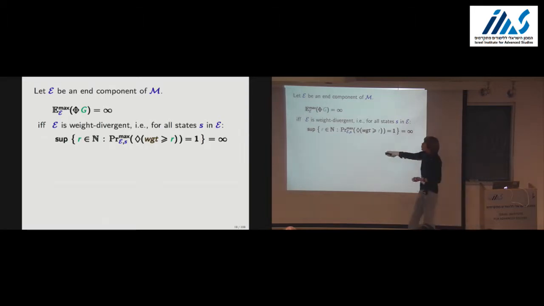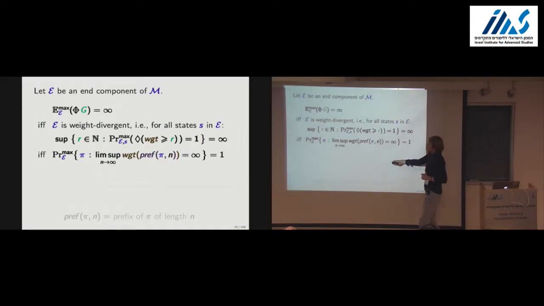So which means that the supremum over all natural numbers R, where there exists at least one scheduler where eventually the weight is larger or equal R with probability 1, should be infinite. Well, this is equivalent to the statement that there is at least one scheduler where the lim inf of the weights of the prefixes tends to infinity. So there is some scheduler which makes sure that with probability 1 the weight gets very, very large.